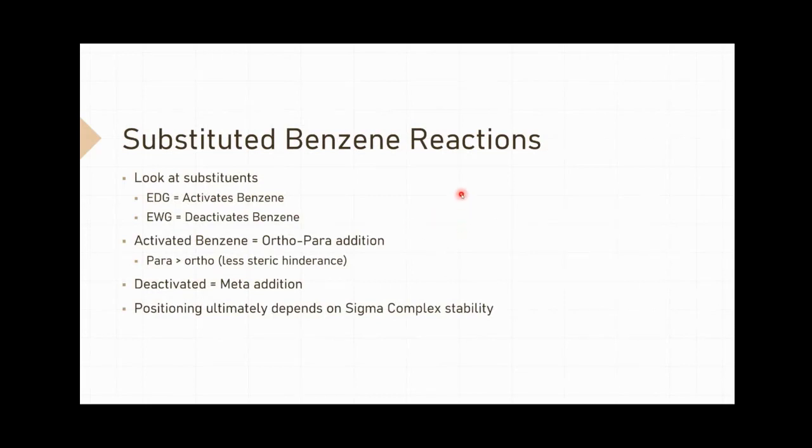All right, so what if your benzene ring has substituents? Typically, when you have an electron donating group, it's going to act like an activator. So it's going to activate the benzene ring, whereas withdrawing groups will deactivate it. Activated benzene rings are where you're going to do the ortho para addition. However, if your para is open or available, it will favor that versus the ortho because there's less steric hindrance. If it's deactivated, then that's when you do the meta addition.